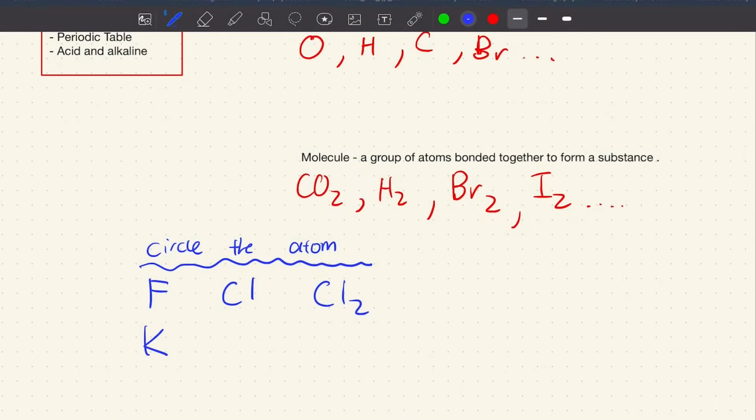So let's try a few examples here. You can pause the video and try it out. So first, circle the atom. An atom is basically just a single element that exists. So fluorine, Cl, which is chlorine, potassium, and that's it. And Cl2 is not an atom, because Cl2 is basically two Cl bonded together, which is not an atom.